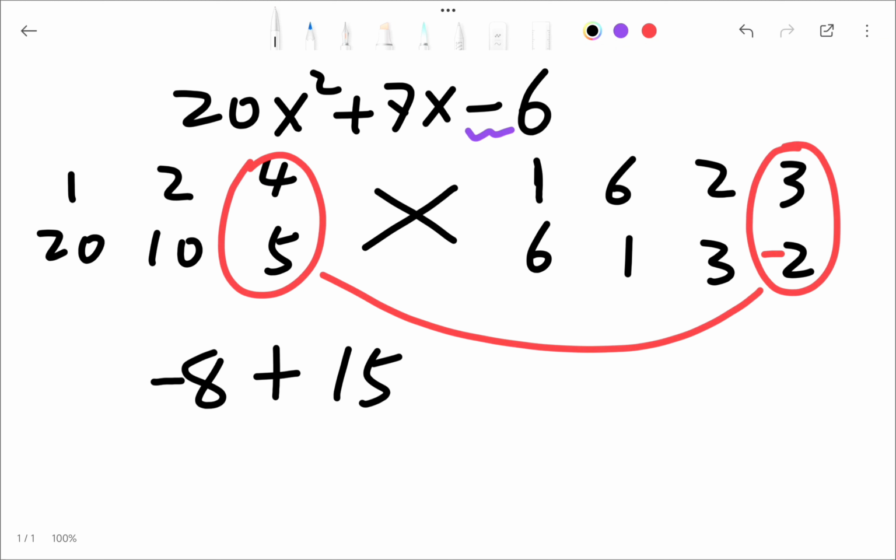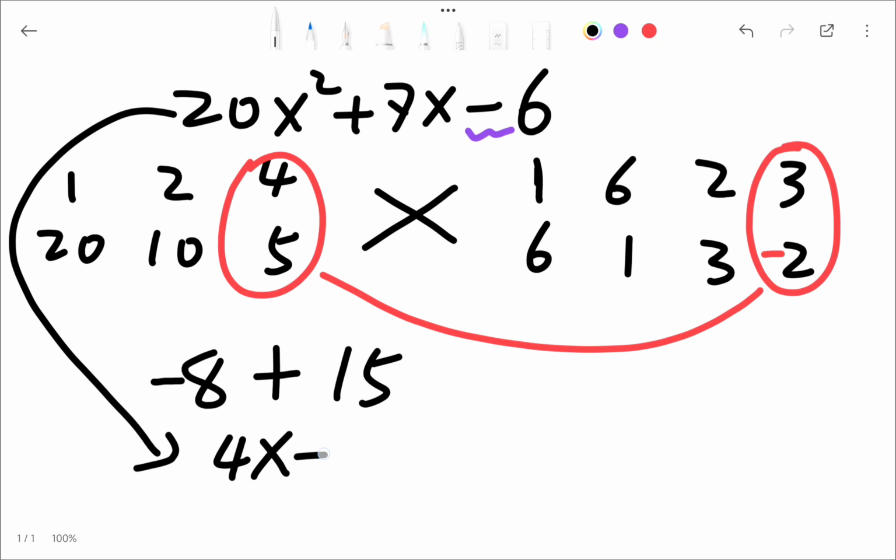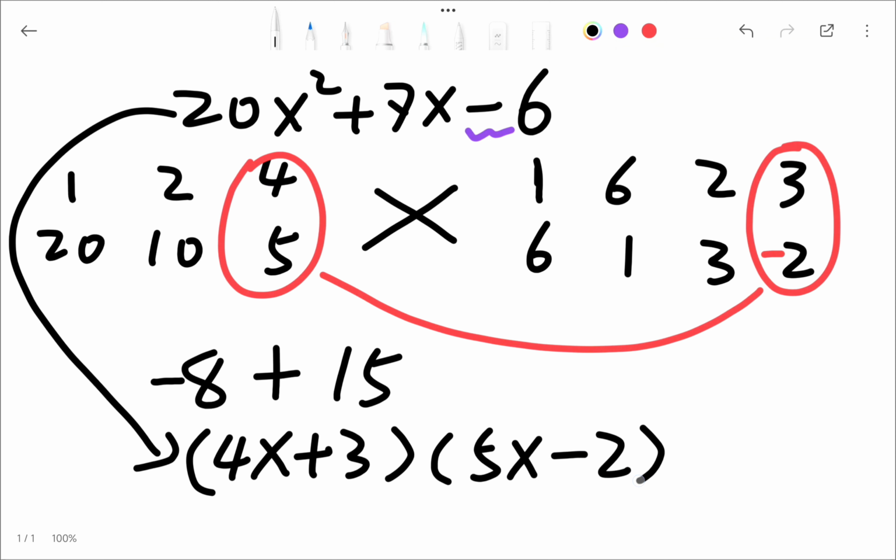And now we can write out the answer as 4x plus 3 multiplying with 5x minus 2.